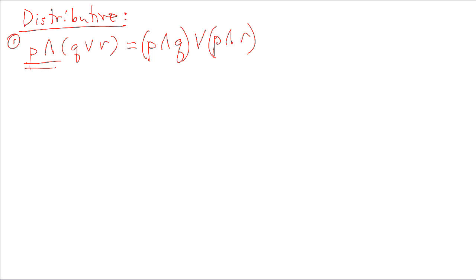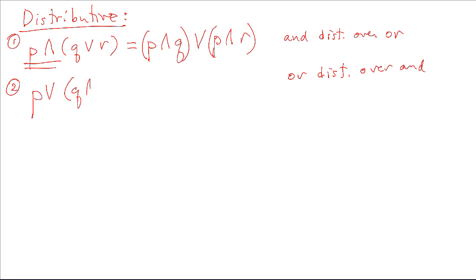The second rule is the other one, just the opposite: or distributes over and. And we're going to write P or (Q and R) is equal to P or Q, now I'm going to go P or Q and P or R, and separate them by an and.